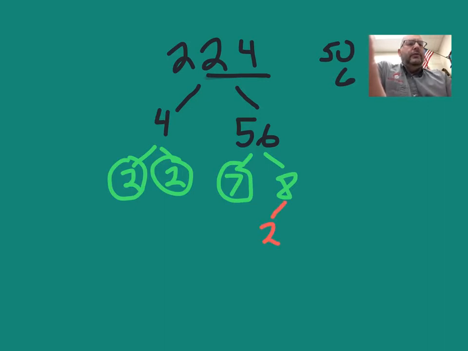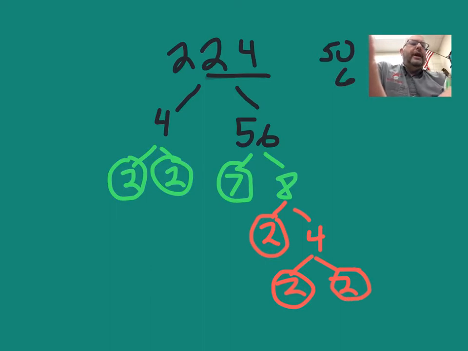We know it's 2 times 4. The 2 is prime, so I'll circle that again. And then finally, 4 is 2 times 2. There's my last set of prime numbers. How many 2's do I have? I have 1, 2, 3, 4, 5.